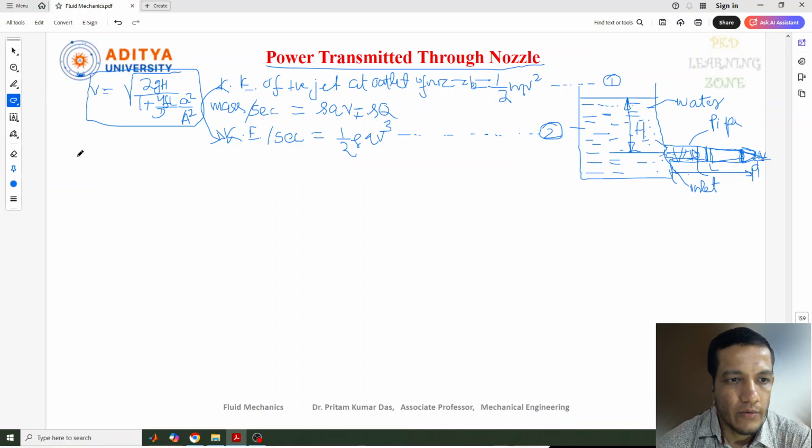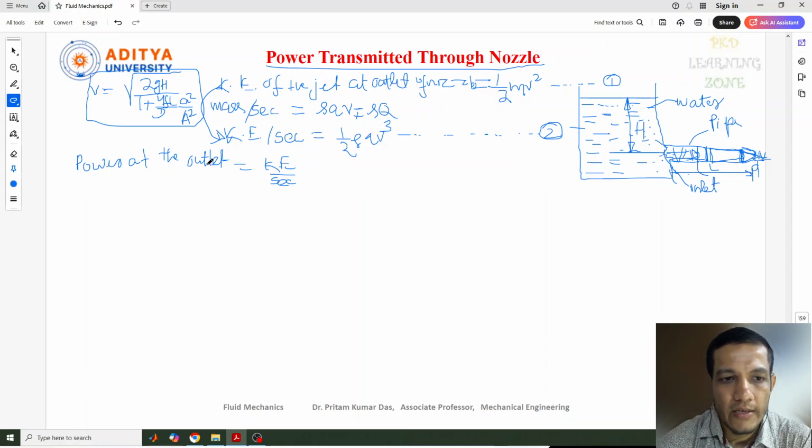So now we'll write the power at the outlet of the nozzle. The power at the outlet of the nozzle is equal to the same thing we got, because this is the energy in terms of power which is coming out at this point. So the power at the outlet of the nozzle is nothing but the kinetic energy per second value that we got.